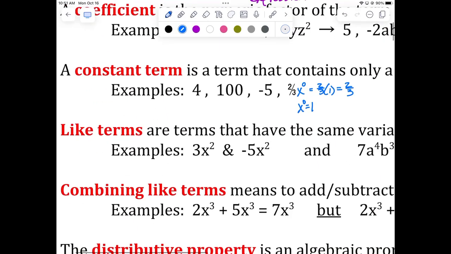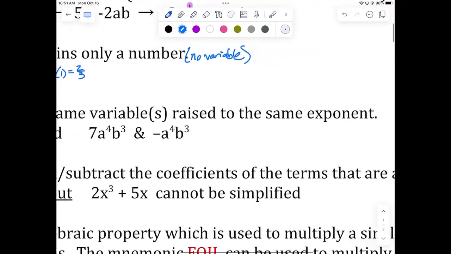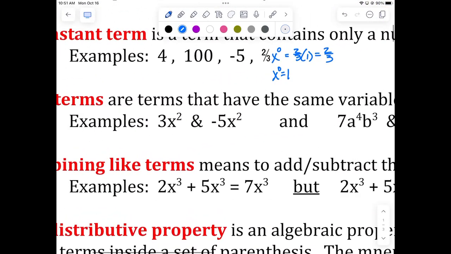Like terms are terms that have the same variables raised to the same exponents. So 3x squared and -5x squared. If I put 3x squared minus 5x squared, how many terms would that have? It would be 2 terms. The 3x squared is the first term, and the -5x squared is the second term, because we can write that as plus -5x squared. So the second term is minus 5x squared.